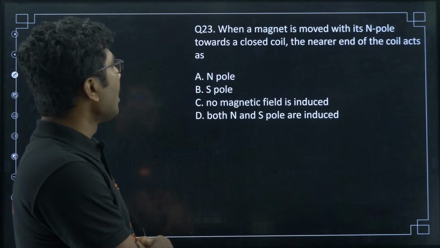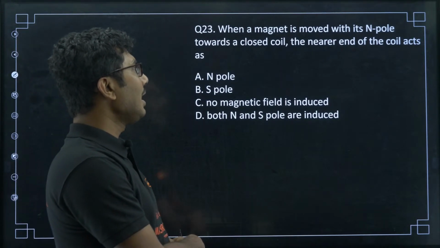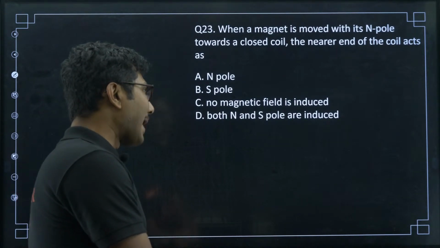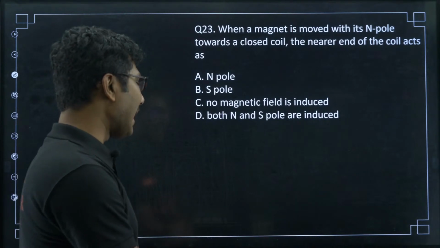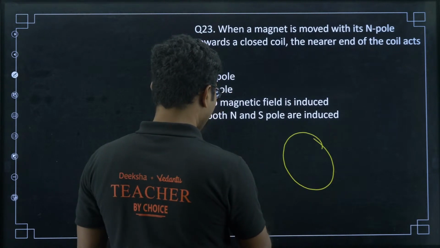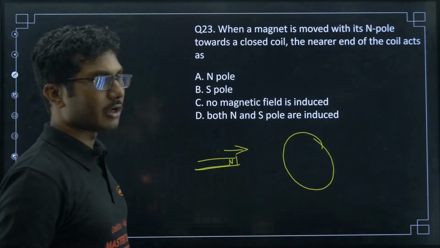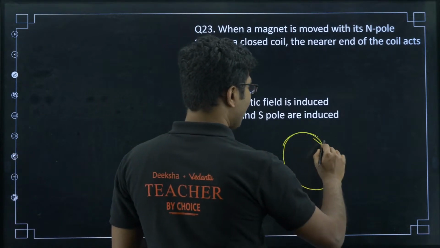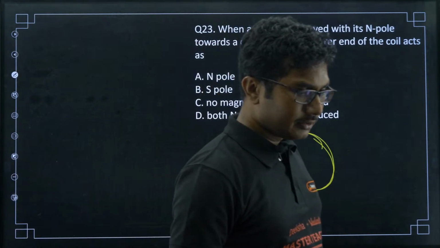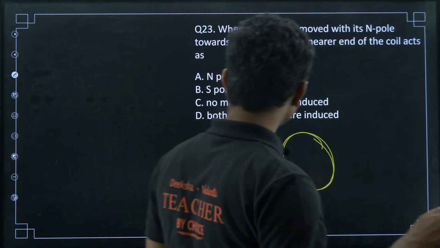Now, another easy question: when a magnet is moved with its north pole towards a closed coil, the nearer end of the coil acts as north pole, south pole, no magnetic field is induced, or both north and south pole are induced. So you have a coil here, and a magnet whose north pole is moving towards the coil. What type of pole is induced in this coil? Very simple question. Lenz law. Pradeep is saying 23A, Uday is saying 23B.